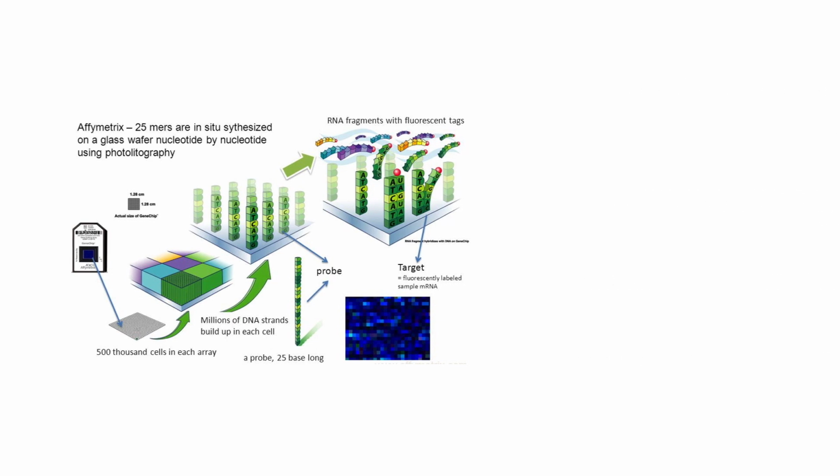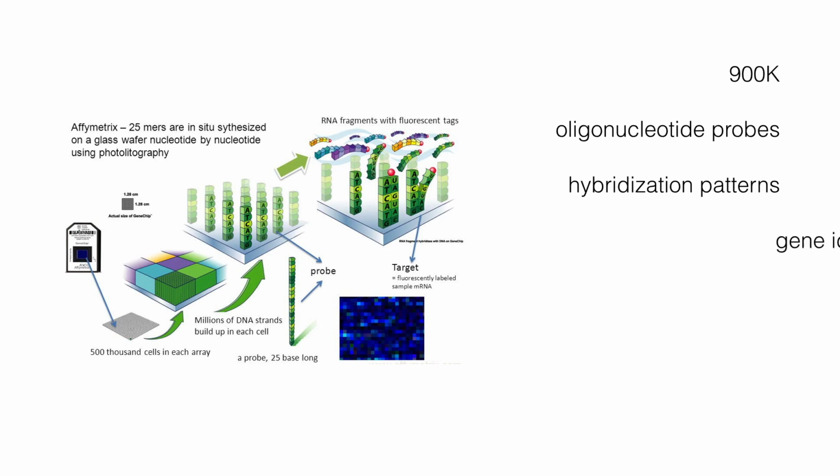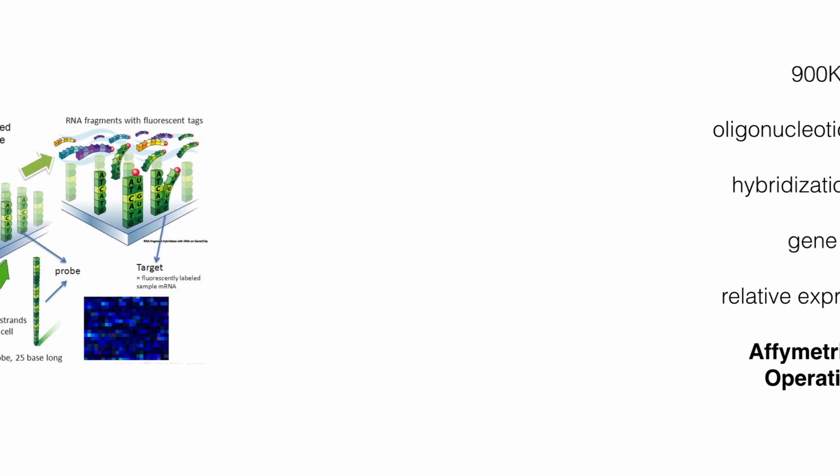Each array contains up to 900,000 different oligos, and each oligo is present in millions of copies. Since oligonucleotide probes are synthesized in known locations on the array, the hybridization patterns and signal intensities can be interpreted in terms of gene identity and relative expression levels by Affymetrix gene chip operating software.